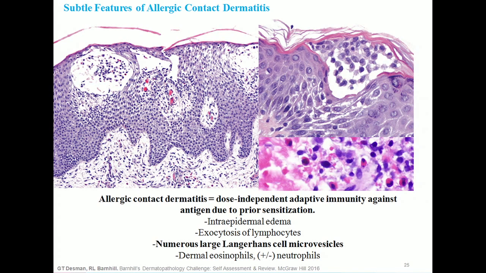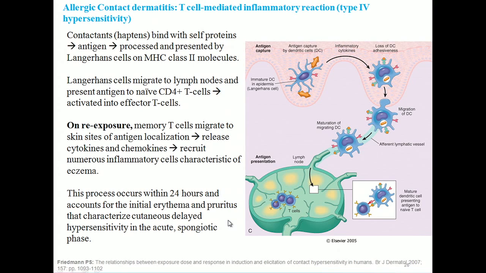Allergic contact dermatitis is a dose-independent adaptive immune response against an antigen due to prior sensitization. Characteristically, what you see in allergic contact dermatitis are large spongiotic vesicles containing Langerhans cells. And again, this implies an antigenically driven process. You'll see some dermal eosinophils and plus or minus some neutrophils as well.